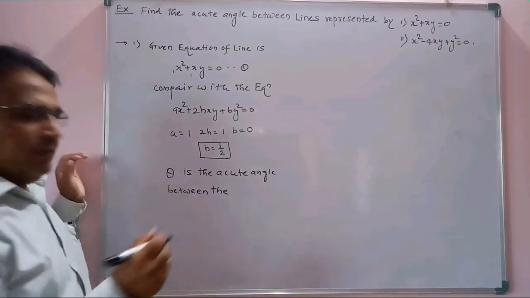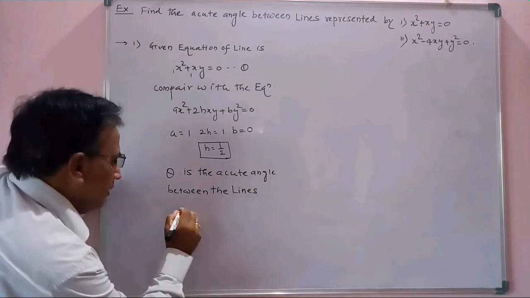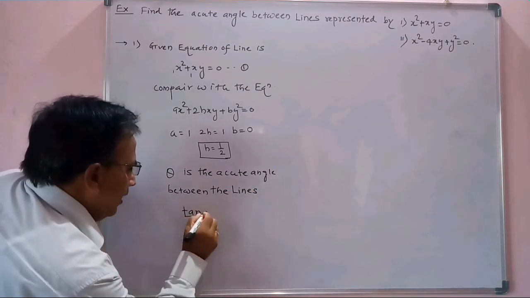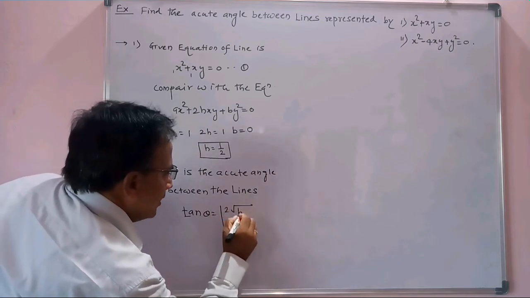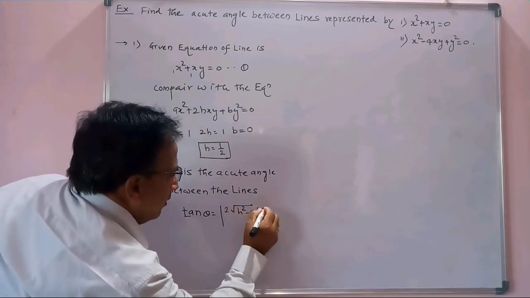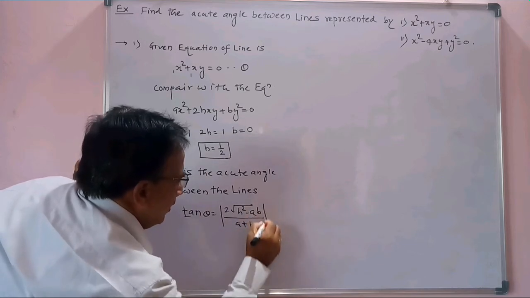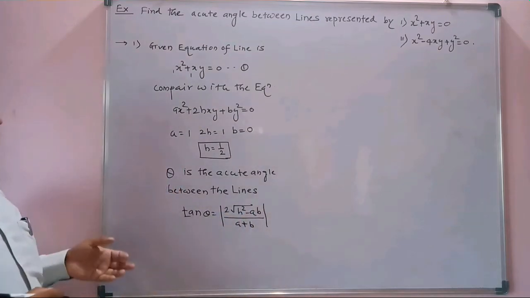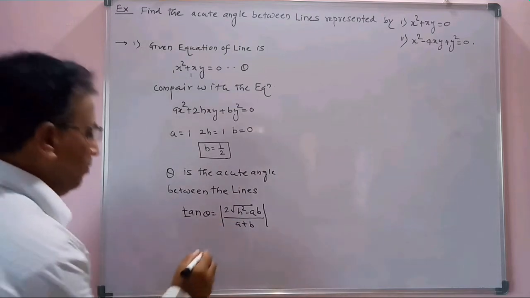Theta is the acute angle between the lines. The formula is tan theta equal to mod of 2 into root h square minus ab, divided by a plus b.